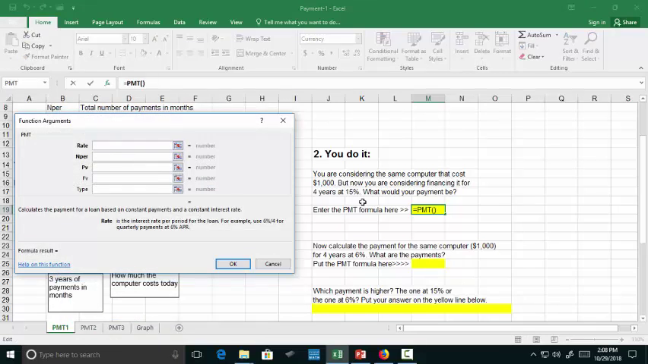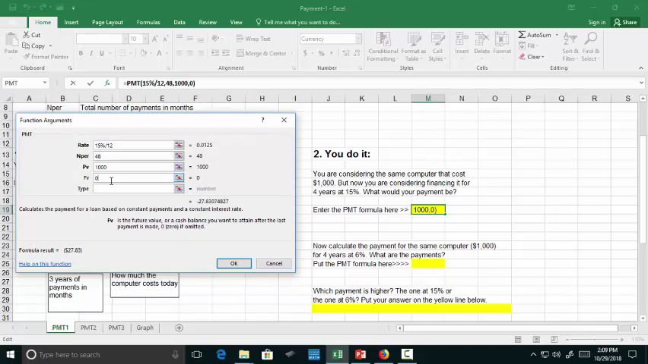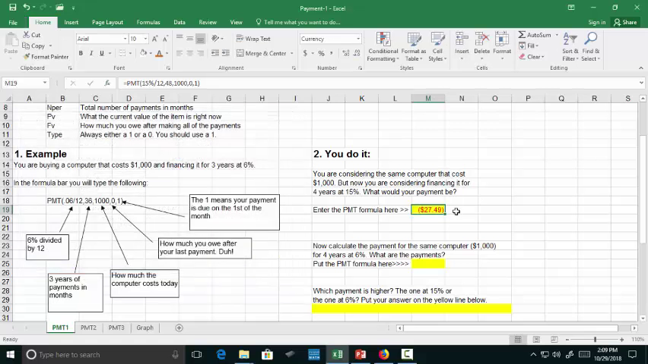The rate, it's 15% per annum, so divided by 12 will give us the monthly interest rate. For 4 years, the number of months would be 12 times 4, which is 48. The present value of the computer is $1,000. We will owe $0 after the last payment, and let's select 1 so that the payment is due at the beginning of the period. Select OK, so it calculates $27.49 as our monthly payment.